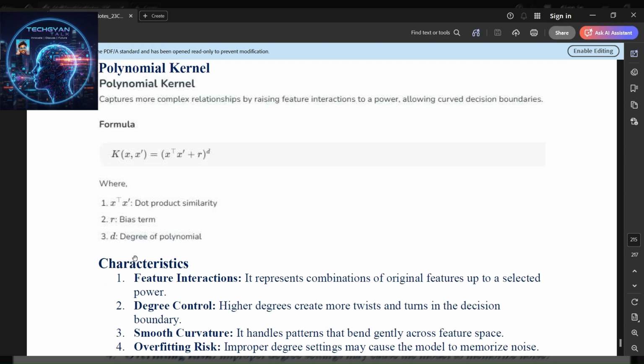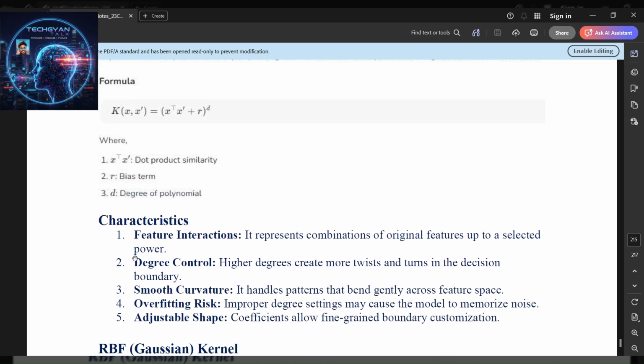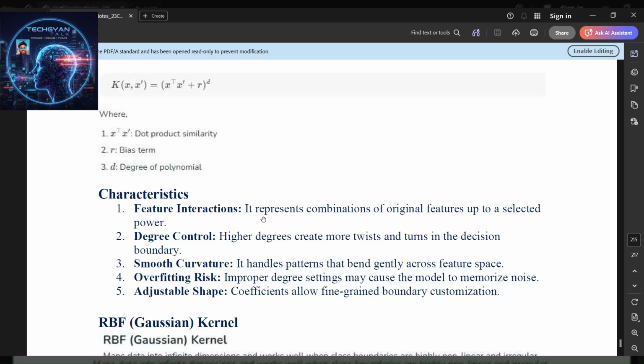The characteristics of the polynomial kernel are: feature interactions, it represents combinations of original features up to a selected power. Degree control, higher degrees create more twists and turns in the decision boundary. Smooth curvature, it handles patterns that bend gently across feature space. Overfitting risk, improper degree settings may cause the model to memorize noise. Adjustable shape, coefficients allow fine-grained boundary customization.